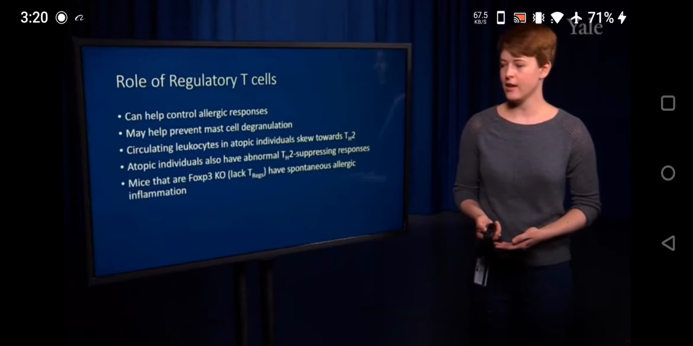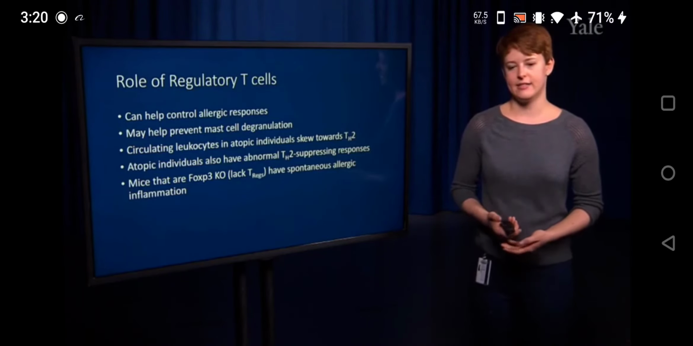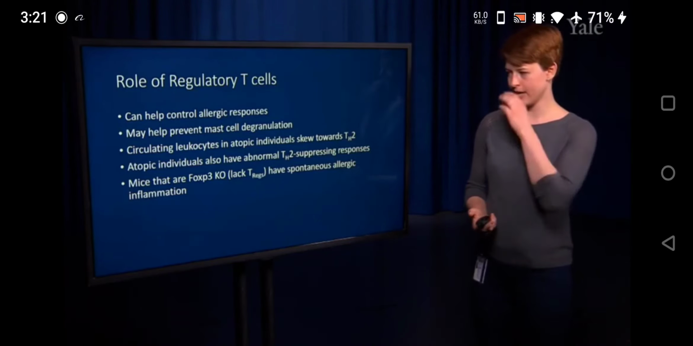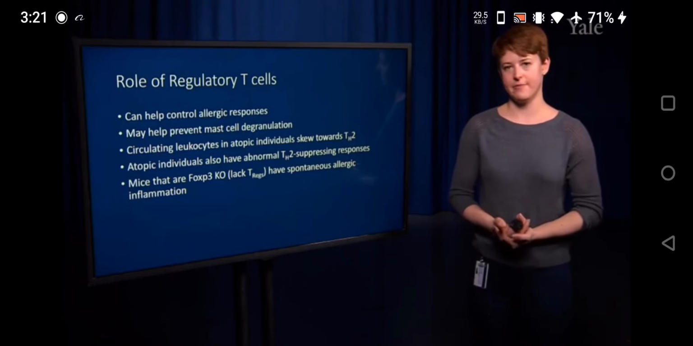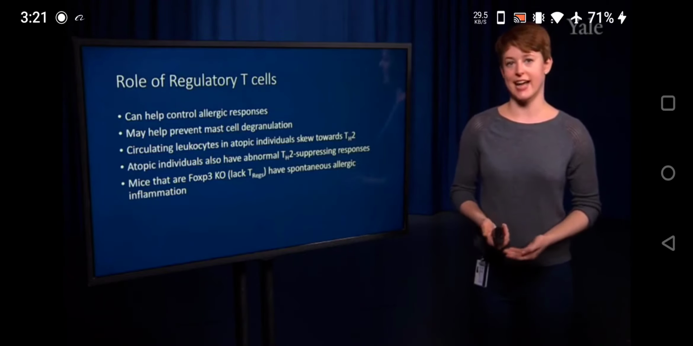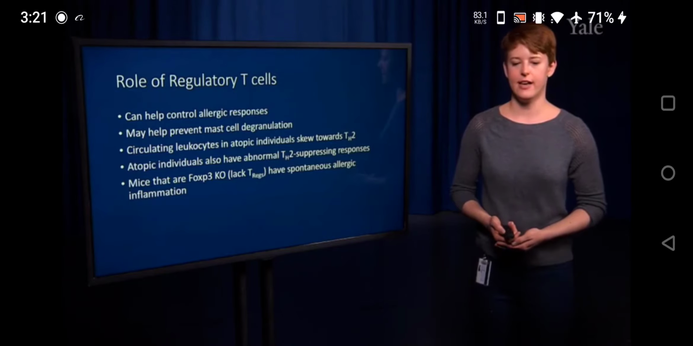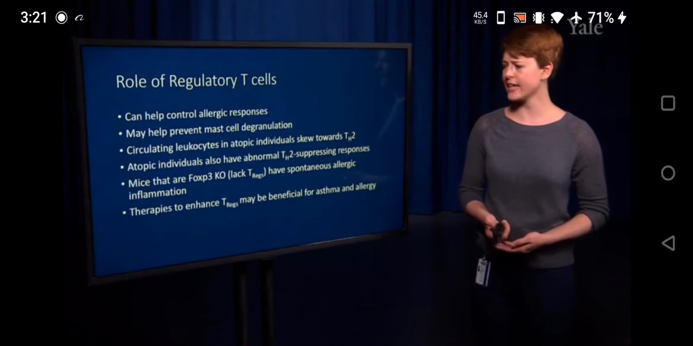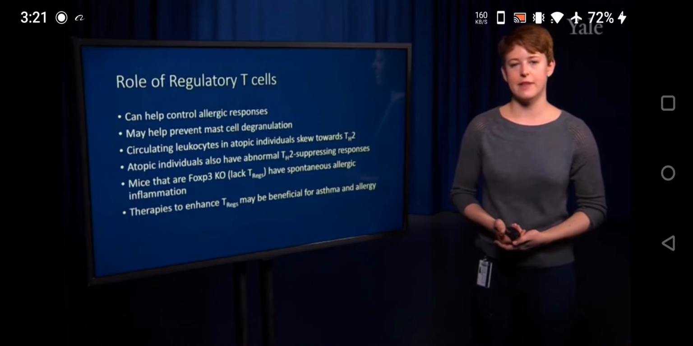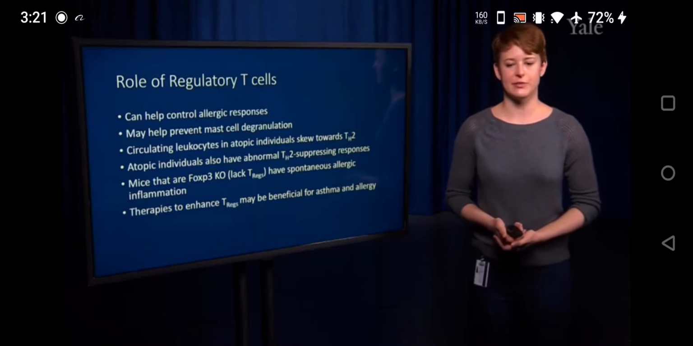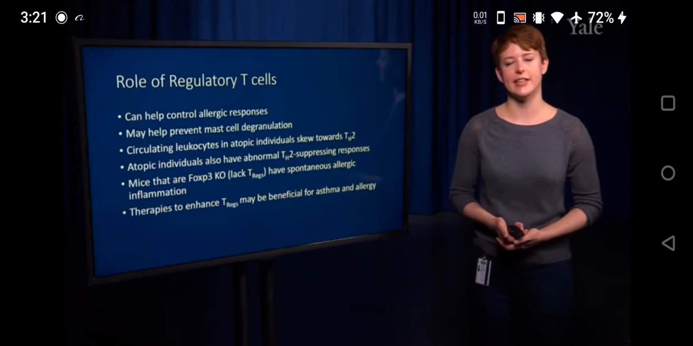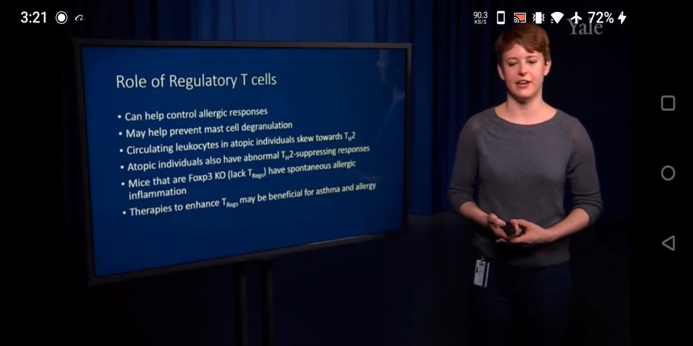And we also see that mice that are a knockout for FOXP3, which means that they lack regulatory T cells, have spontaneous allergic inflammation that develops. And it looks like, mostly through mouse research, that therapies to enhance regulatory T cells may actually be beneficial for asthma and allergy.